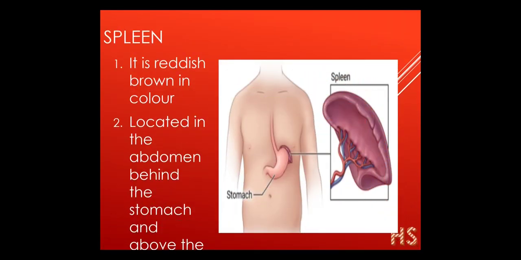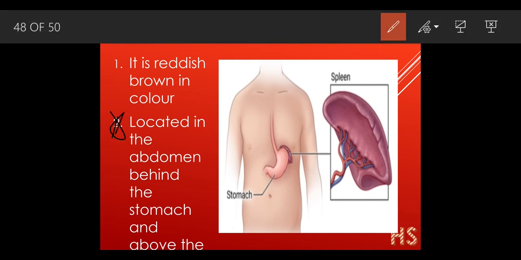Now spleen. See, it is reddish brown in color, okay, and the location of the spleen is very important. What is the spleen? Spleen is nothing but a lymphatic organ only. Okay, the spleen is a large lymphatic organ. It is about the size of a clenched fist, means like a fist. You have a fist, so it is about that size. It is located in the abdomen behind the stomach, okay, and above the left kidney.